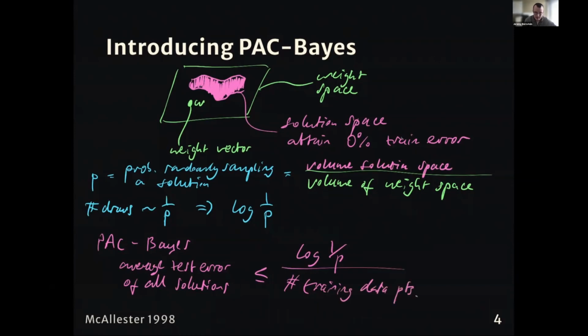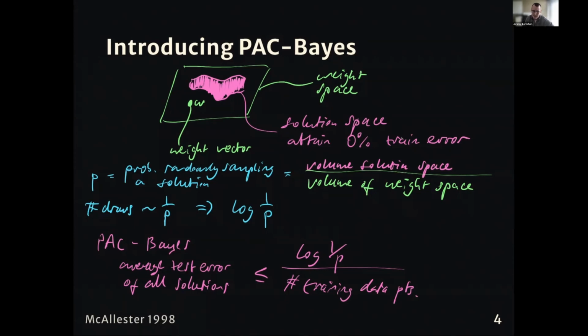I'm neglecting the fact that this is a PAC bound, so I'm just neglecting that issue. Really, this bound holds with high probability over the training set, but I'm neglecting that because it's not needed the first time you see it. But the point is that the average test error is bounded by the number of bits needed to describe a solution divided by the number of training data points.